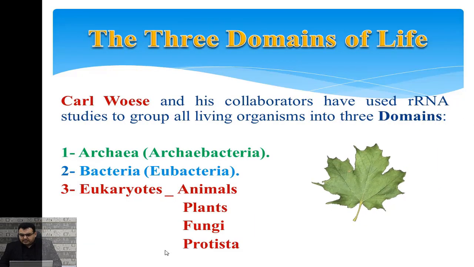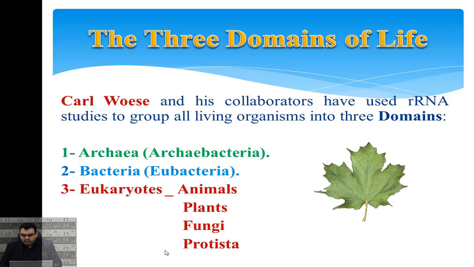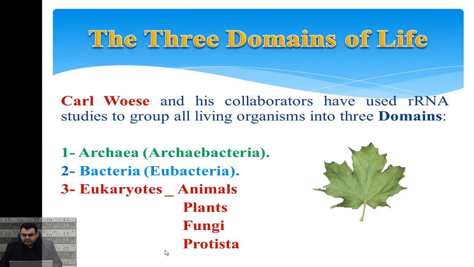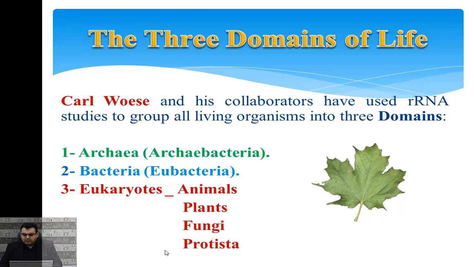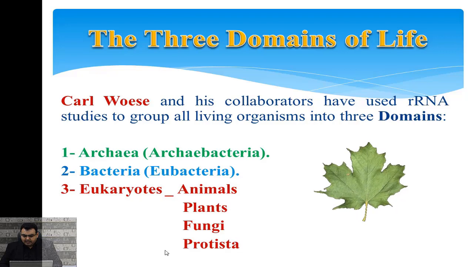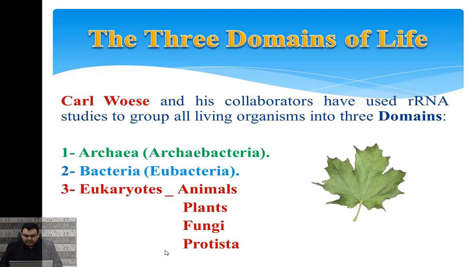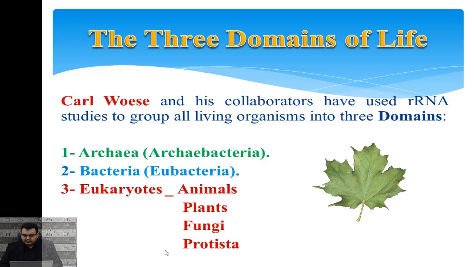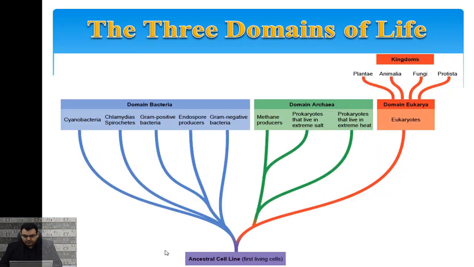The three domains of life. Carl Woese and his collaborators have used rRNA study to group all living organisms into three domains: archaea, bacteria, and eukaryotes. Eukaryotes include animals, plants, fungi, and protists. The three domains of life.